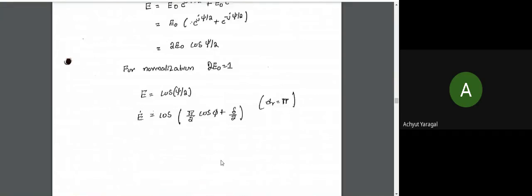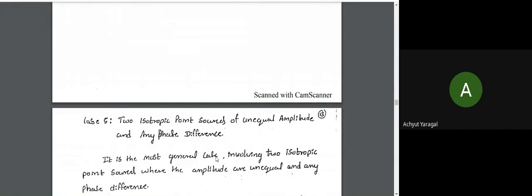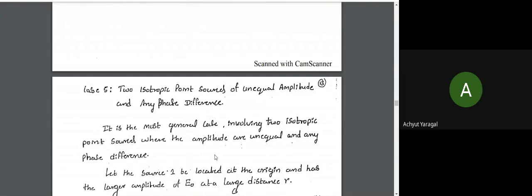Now, case number 5, the last one. Two isotropic point sources of unequal amplitude, and also any phase difference can be considered in this case. All the 4 previous cases have equal amplitude; only the phases change: same phase, out of phase, and 45 degrees, that is quadrature, or any phase difference. The last case is unequal amplitude and any phase difference.